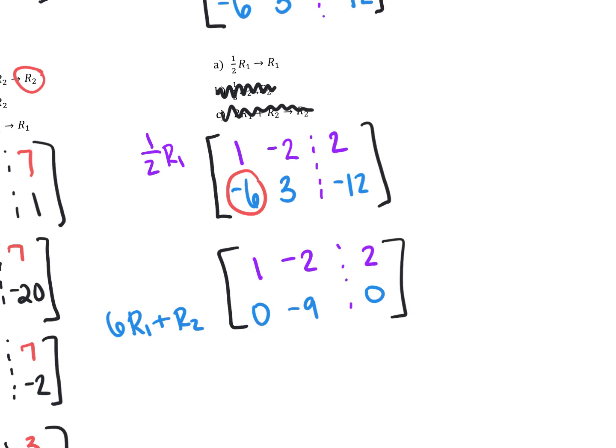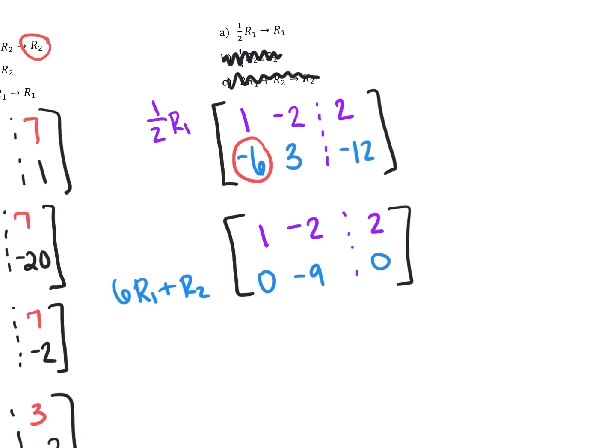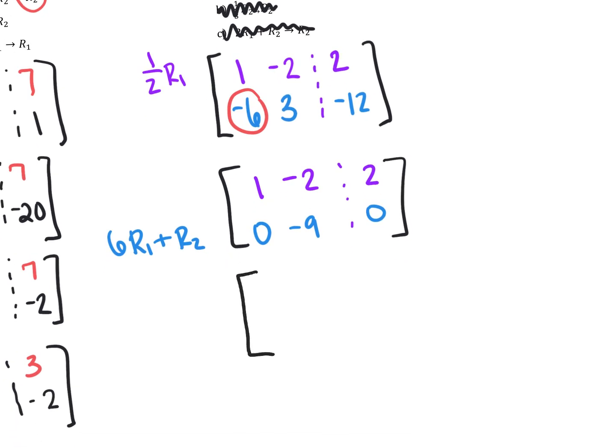I want a 1 sitting next to it on the diagonal. So to get that 1 on the diagonal, my next step will be to divide everything on that bottom row by 9. So I get 1, -2, 2 on top. The bottom row, I'm going to multiply by -1/9. 0 times -1/9 is 0. -1/9 times -9 is +1. And then -1/9 times 0 is 0. So there I have my 1s on the diagonal, 0s below it.